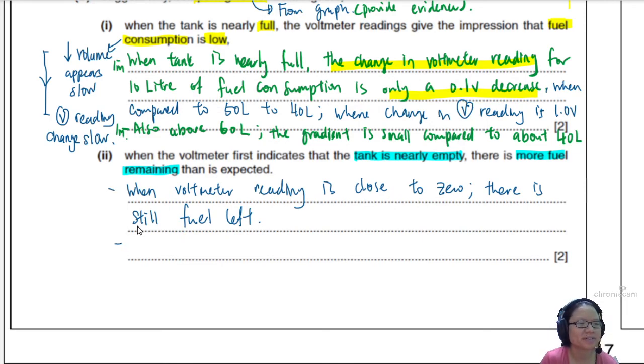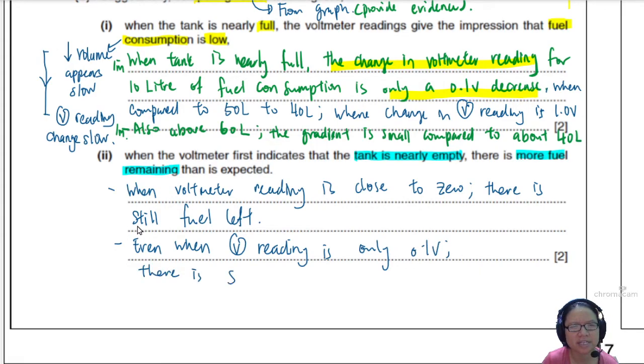And what's the second evidence? Okay, you can say that even when the voltmeter reading is 0.1, is only 0.1 volt, there is still 10 liters of fuel left.